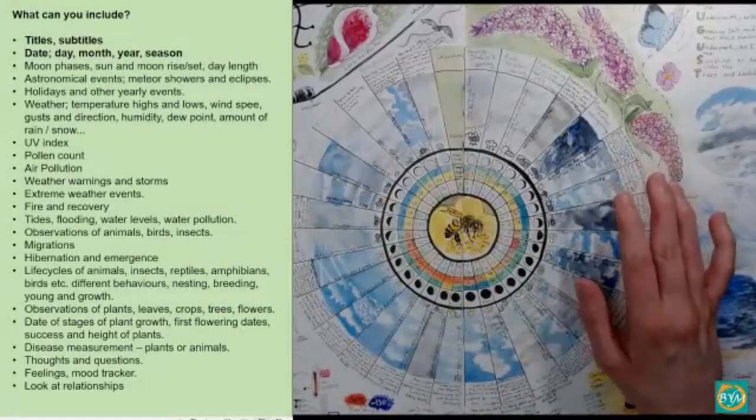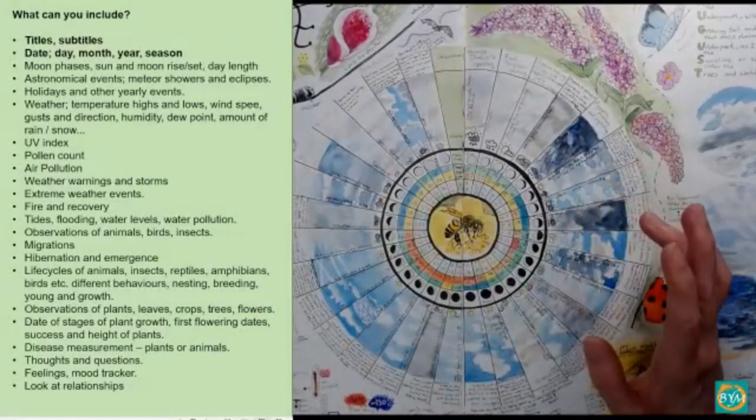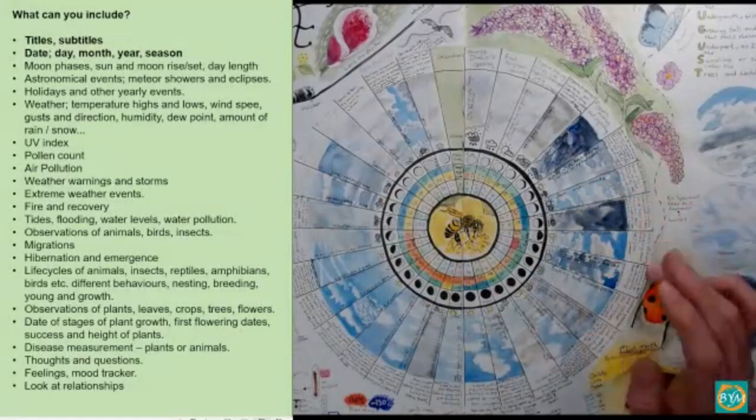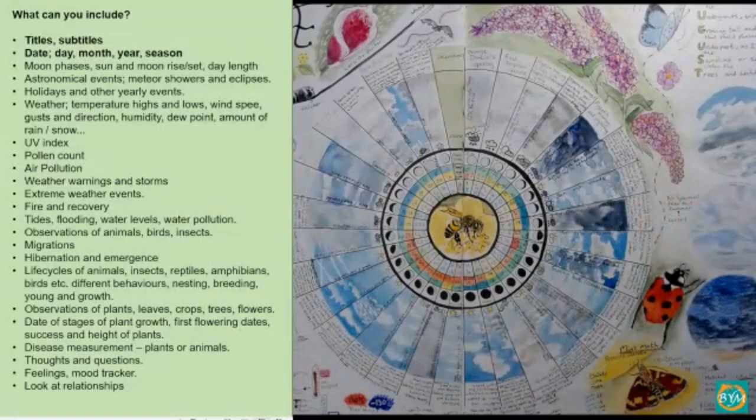Basically anything that you think you want to include, anything that has importance to you, put it in. So weather, temperature, highs and lows, wind speed, gusts, direction, humidity, dew point, the amount of rain or snow you're getting, all of that kind of information. You can think about how you may want to include any of those.